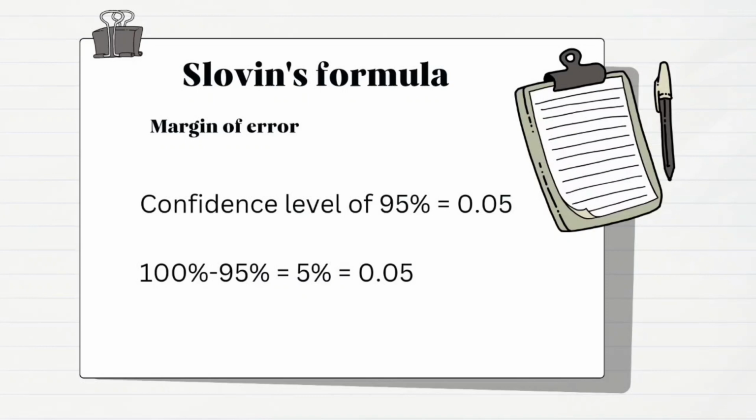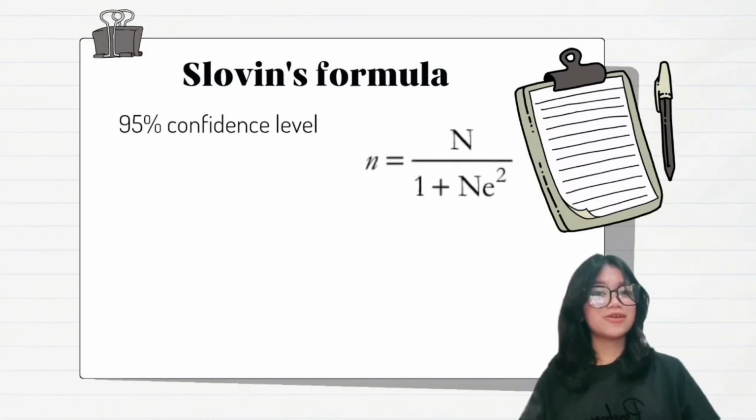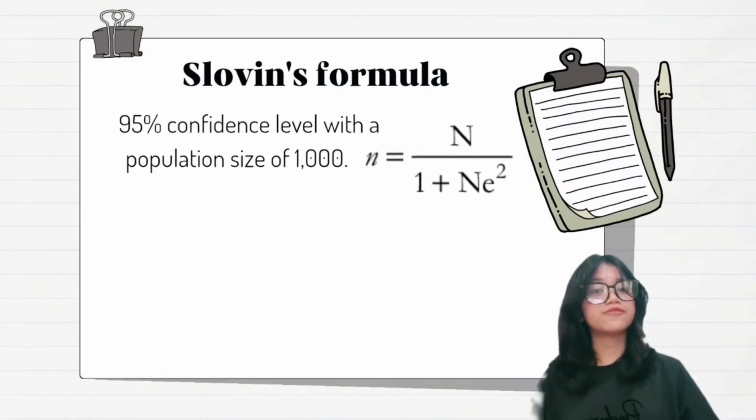The reason behind that is in research po, hindi natin maiiwasan ang error. Meron at meron po o maaaring magkaroon ng outliers. Here is an example to calculate a sample size from the population using Slovin's formula.